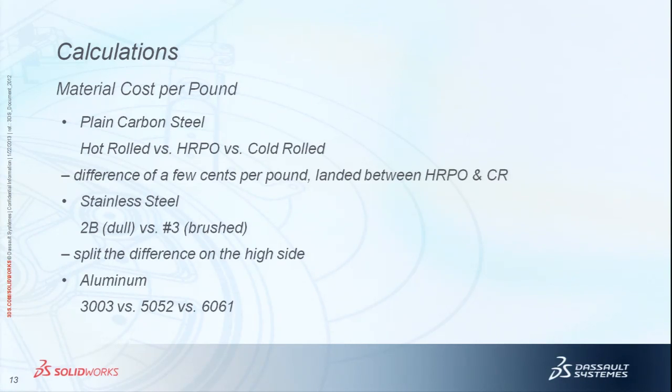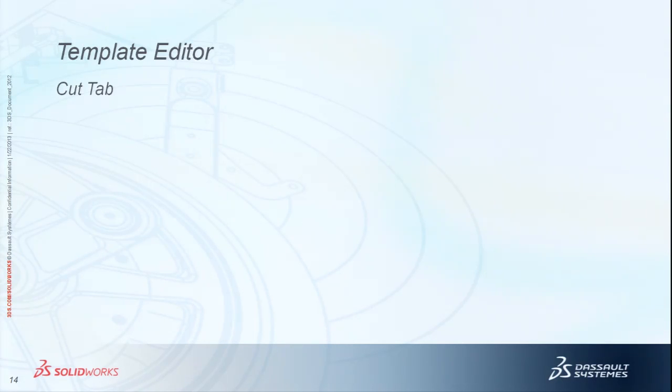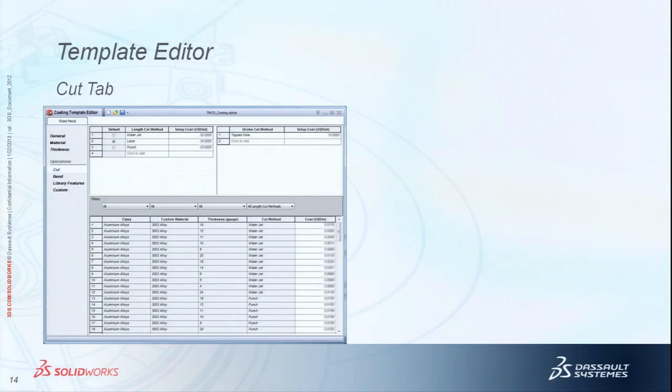Aluminum, same way. We do a lot of 33. We do a lot of 50-52 and 60-61. The prices ramp up. In Gerald's article, he said, we do the same thing. We've spun it all up to 60-61, and I know that, and that way I'm never low on my bid. Brilliant. Thank you. Okay, cut tab.